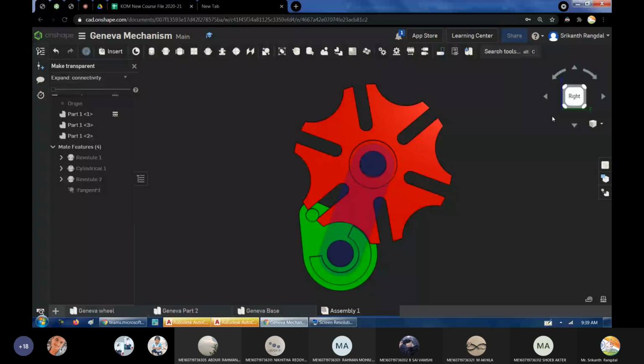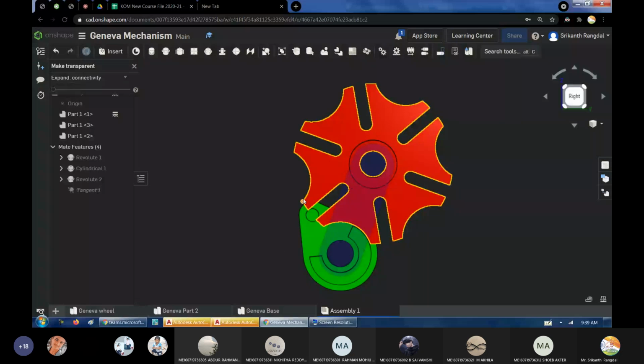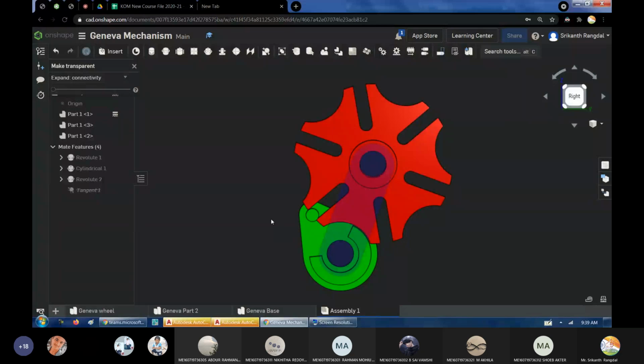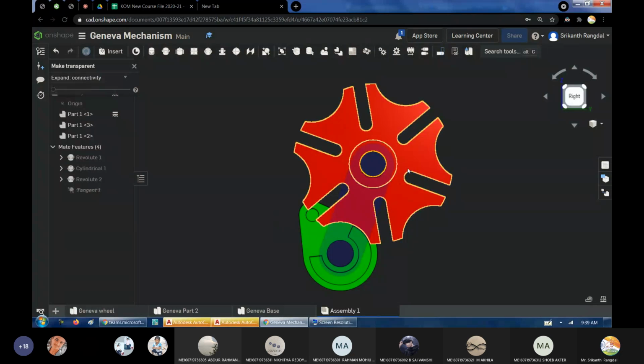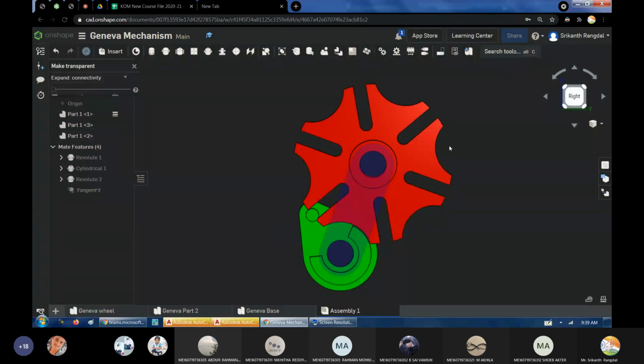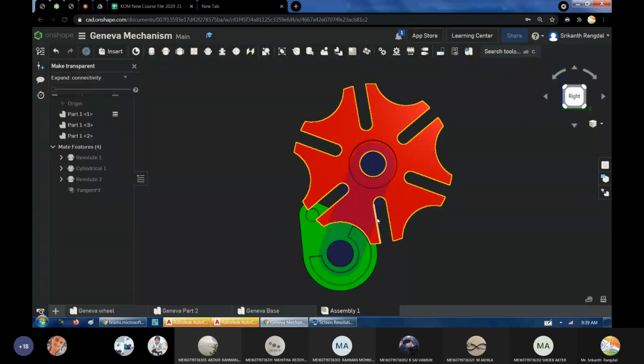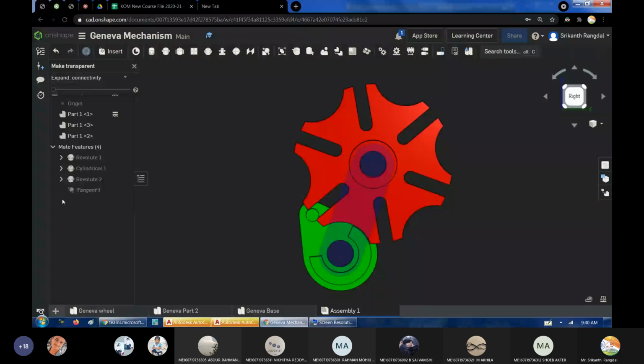Now, can you tell me, is this motion quick return or uniform? Is the time taken for the dwell period, that means the time period for which the red link is stationary, and the time period for which it is moving, are they the same or different? Different. Fine. Why are they different?